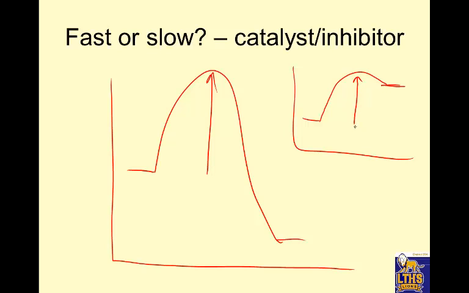This energy is to get over the hill. So, fast or slow does not depend on where you start or finish. It depends on the hill. It's the climb. What a catalyst does is lower the hill of the activation energy. So now this is a lower hill, so this is a faster reaction because it's got a catalyst.